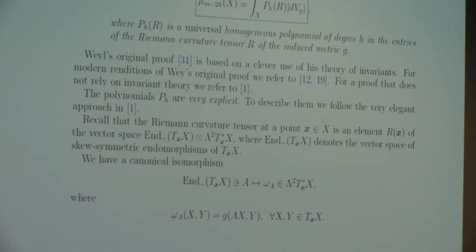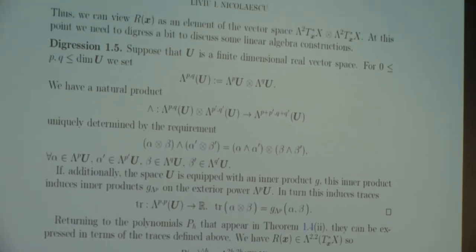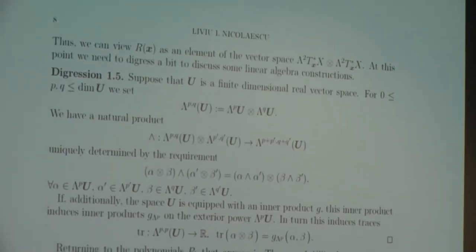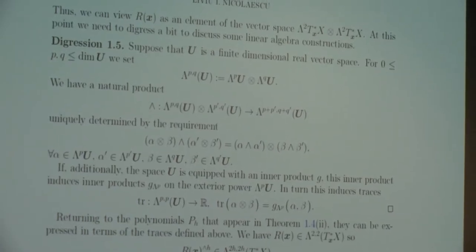Okay. Now, in some places, A is put on the other side, and you get an overall negative sign. And if you do that, you get a different story. So there are many, many choices there. Now, doing this, I can view the curvature as an element in this tensor product. Okay, good. So now a little bit of the linear algebra digression.